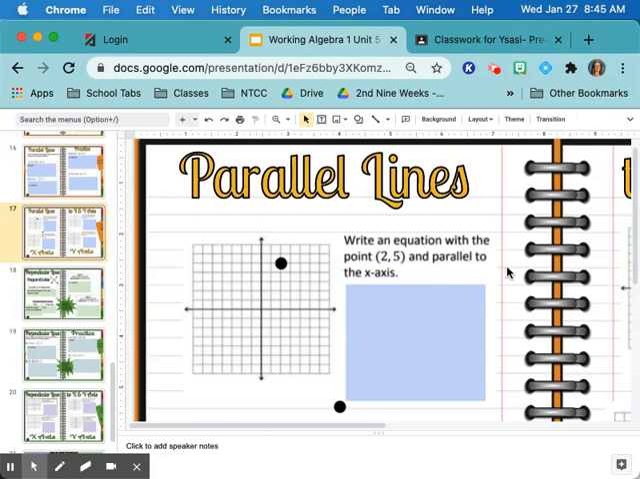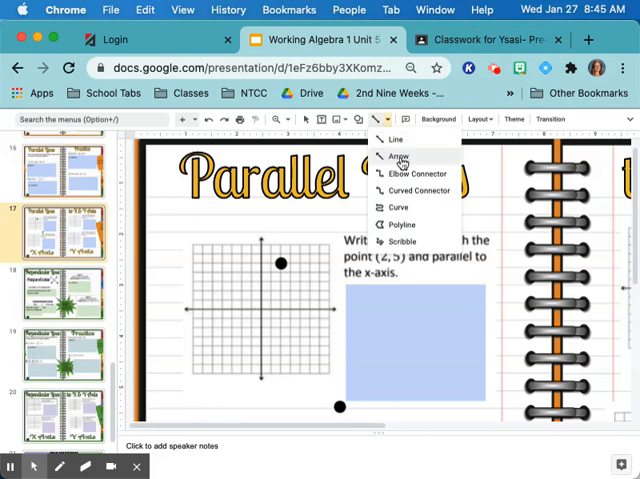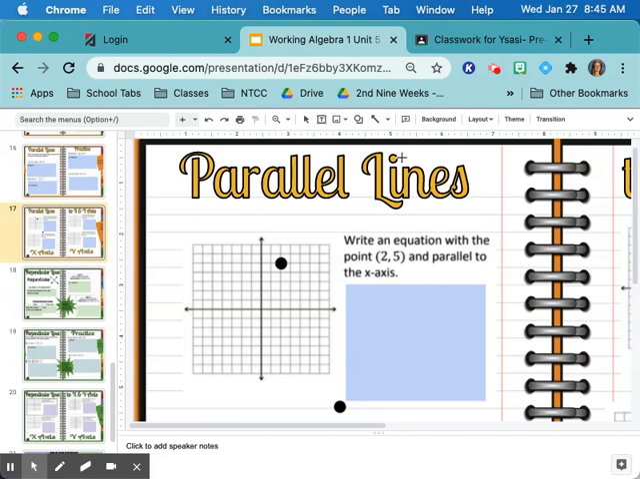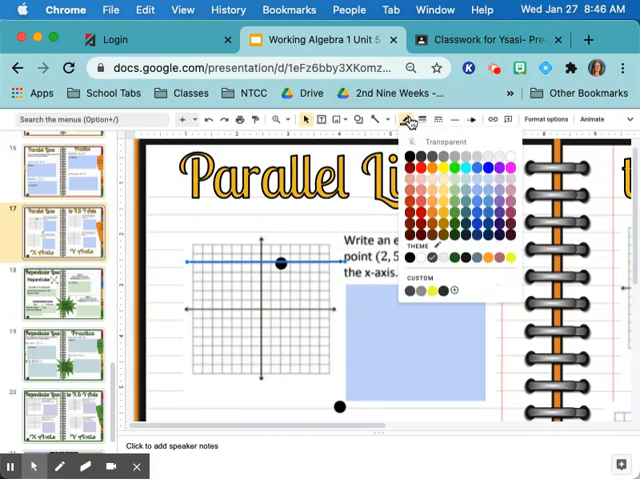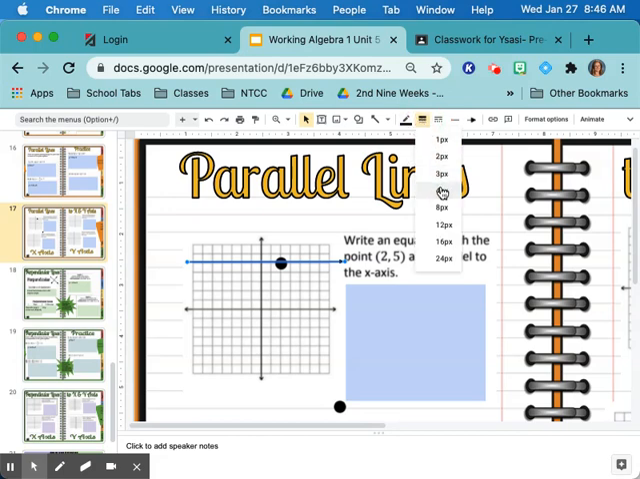It says write an equation that is parallel to the x-axis. So let's draw the line. I need the arrow line, or do they already have lines over there too? No? Okay. Parallel to the x-axis. So which one's the x-axis? Left to right, horizontal. So there's a line. I am going to make it black and thicken it up and put arrows on both sides. So this is parallel to the x-axis. It's a horizontal line.